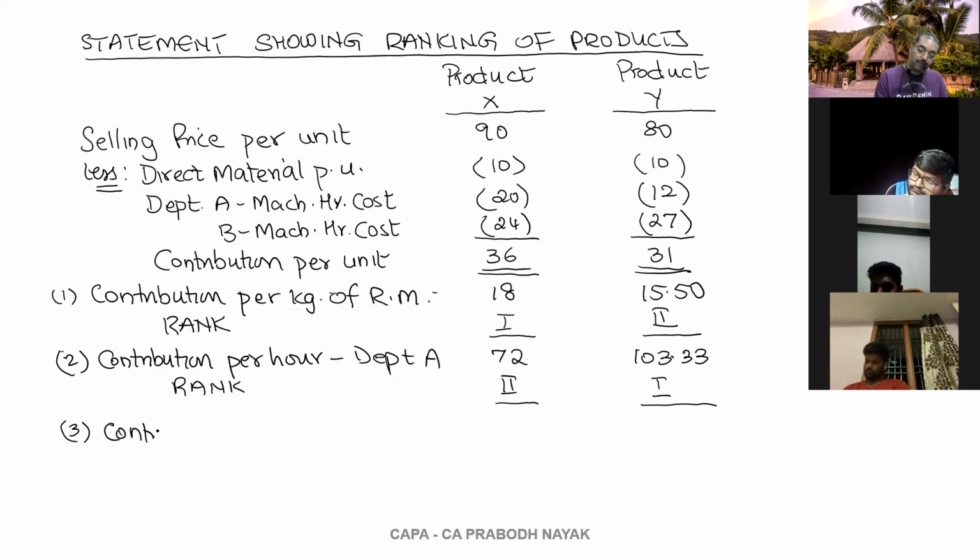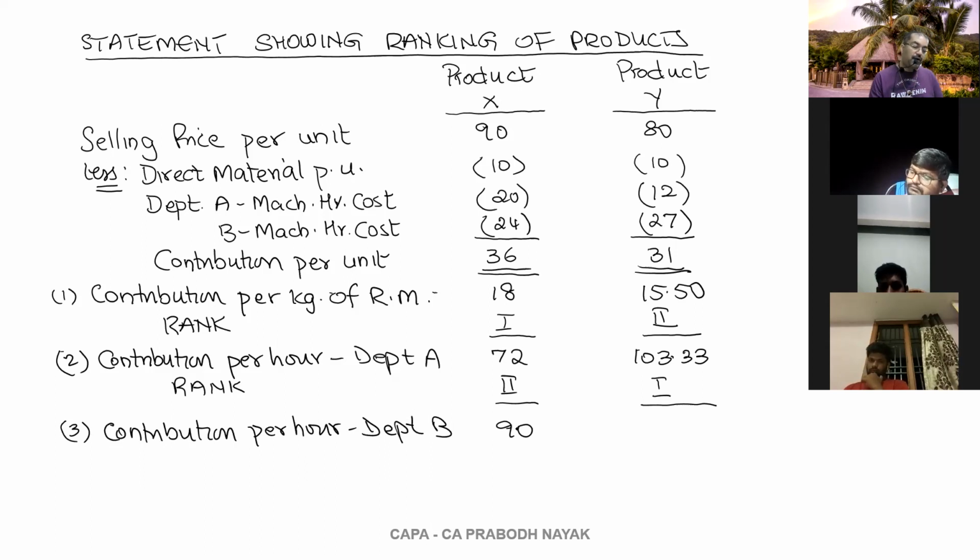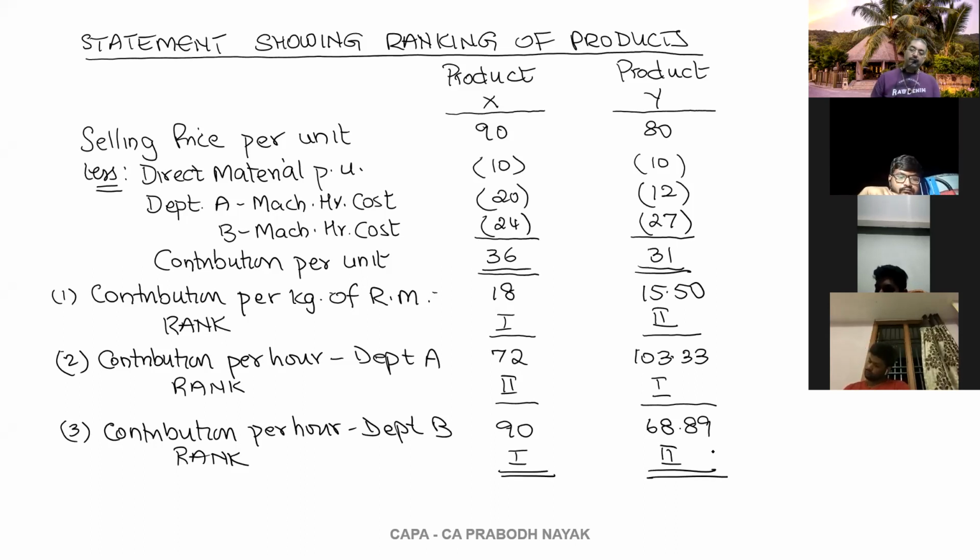Contribution per hour, Department B. 36 divided by 0.4 is 90, and 31 divided by 0.45 is 68.89. This is the statement showing the ranking of products.